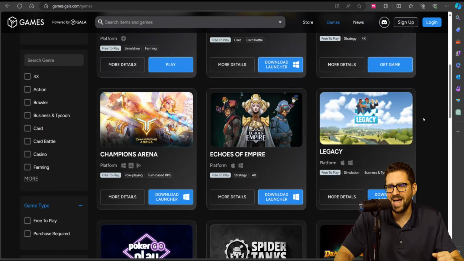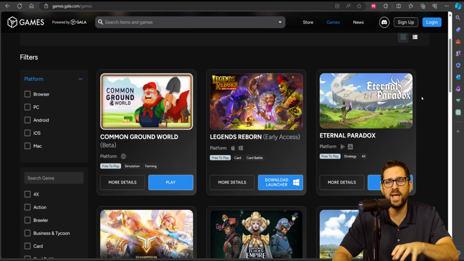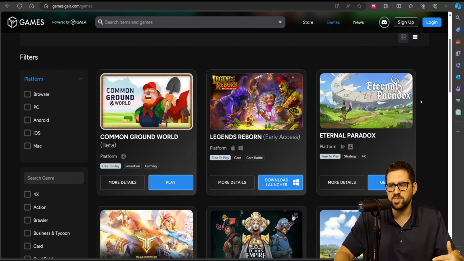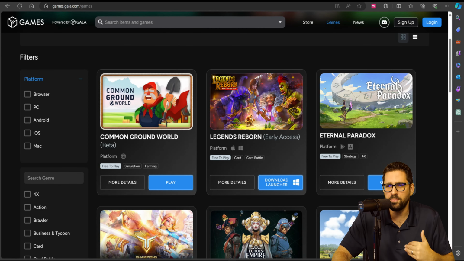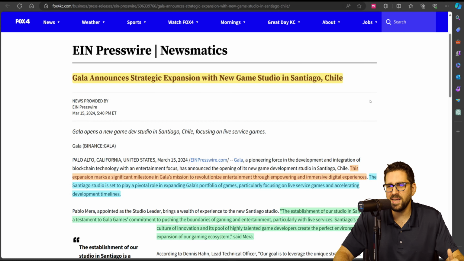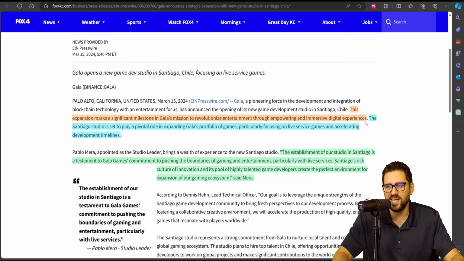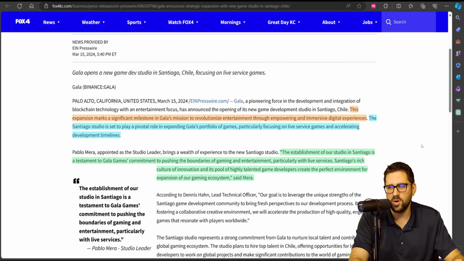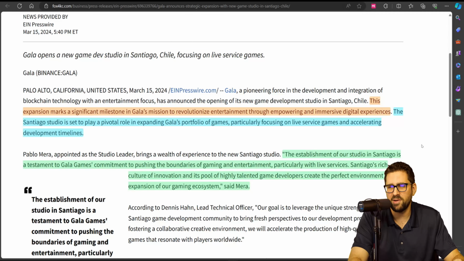And so as Gala, now on its own chain, by the way, continues to grow and add games to the catalog, it's only going to onboard more users. Gala has also made waves in expanding a new game studio into Santiago, Chile. This expansion marks a significant milestone in Gala's mission to revolutionize entertainment through empowering and immersive digital experiences. The Santiago studio is set to play a pivotal role in expanding Gala's portfolio of games, particularly focusing on live service games and accelerating development timelines.